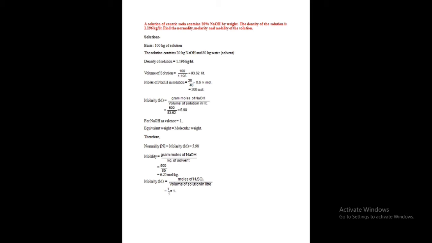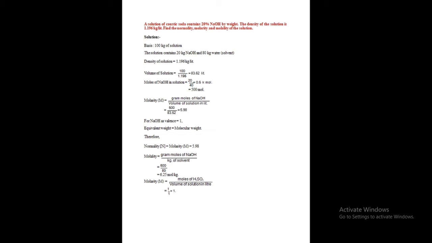Now the molarity formula. What is the molarity? Gram moles of solute, here NaOH, divided by volume of solution in liter. So 500 divided by 83.52. All values are known. So this is equal to 5.98. This is the molarity. Are you clear? Okay. In this case NaOH valency is 1, so equivalent weight is equal to molecular weight, as you already know for sodium hydroxide.